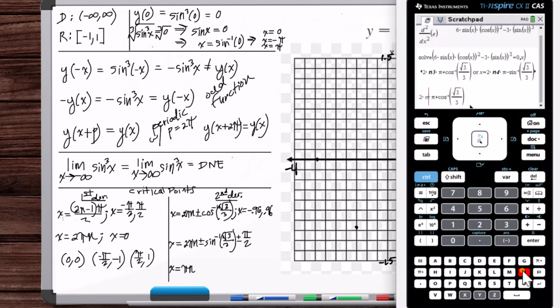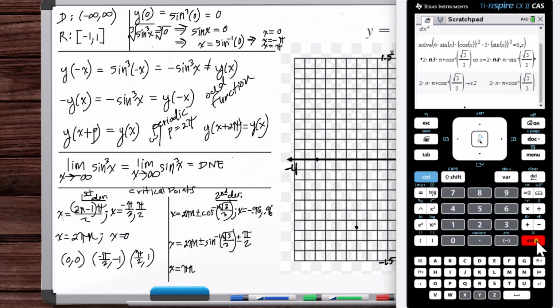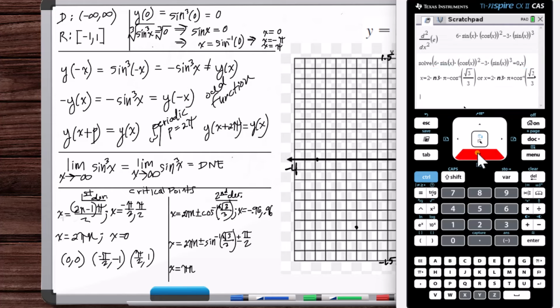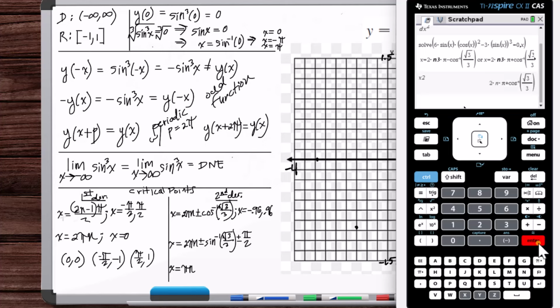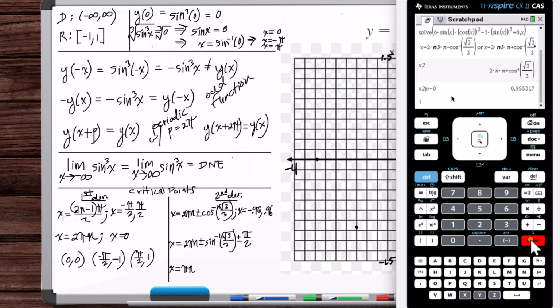So this we'll call x2. x2 with n equal to 0 is positive 0.96. And let's just check each of these. Nope.